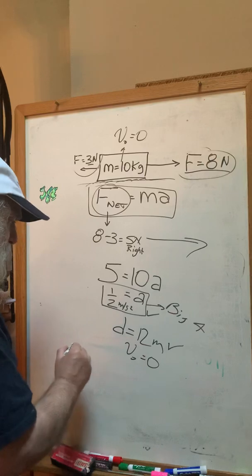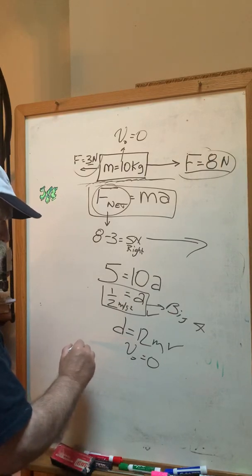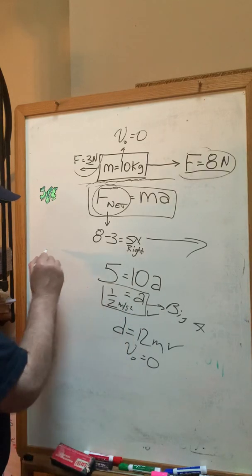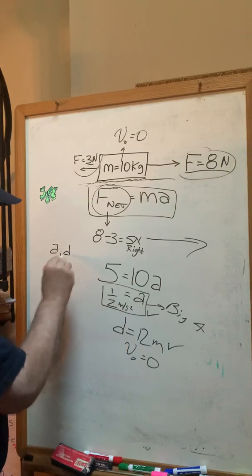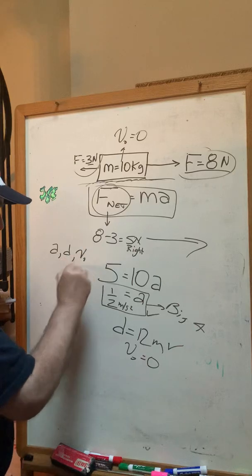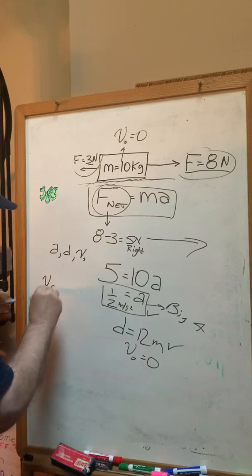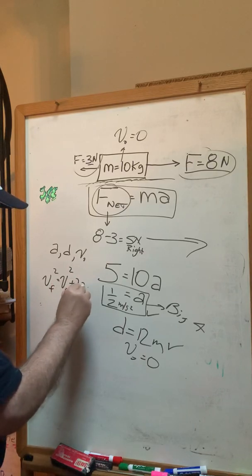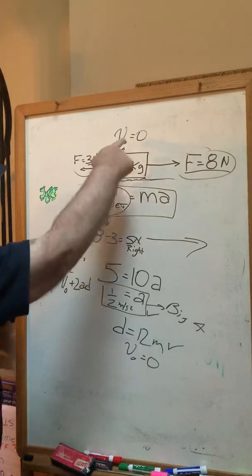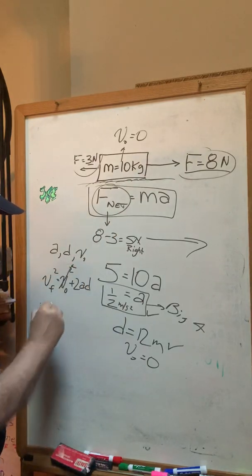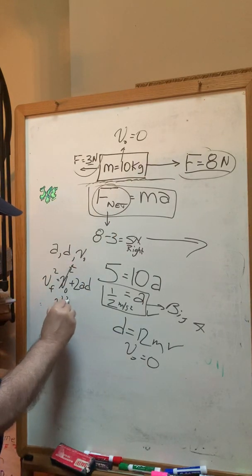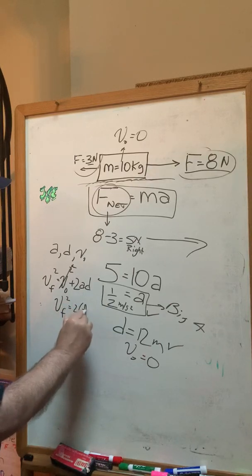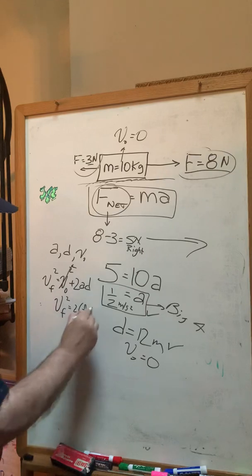Well, I have my 4. I can use any one of them, but I want to keep in mind that I know acceleration, distance, and initial velocity. So the final velocity squared equals the initial velocity squared plus 2 times the acceleration times distance. The initial velocity is 0, that term goes away, and the final velocity squared is 2 times 1/2 times the distance that I move it, which was 12 meters.